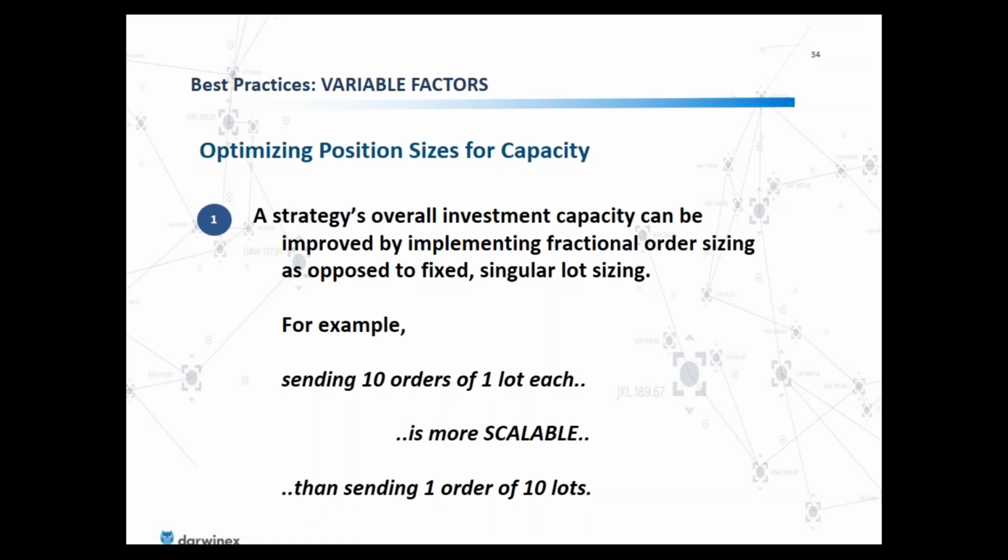So if you have every signal generating a restrained or restricted number of trades, try to see if you can implement fractional order sizing, where you divide your position into a number of trades as opposed to just executing the position over one or a very small number of trades. That generally improves the scalability of your trading strategy.